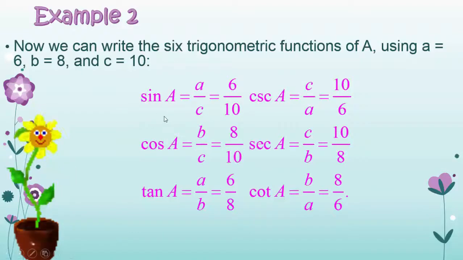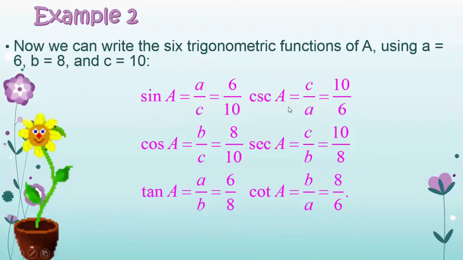So we proceed, and the sine is equal to a over c, which is 6 over 10, and then its reciprocal, cosecant, is 10 over 6. Cosine is the adjacent over hypotenuse, 8 over 10, and then its reciprocal, secant, is 10 over 8. And then finally, tangent is the opposite over adjacent, or 6 over 8, and its reciprocal, cotangent, is b over a, or 8 over 6.